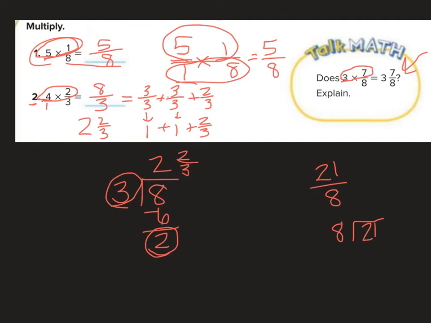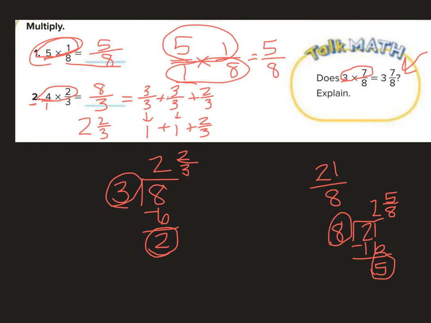21 divided by 8, 2 8s can go in there. I'm going to subtract 16. And then I'm going to get a 5 left over. So really this answer is 2 and 5/8. So does it equal 3 and 7/8? No, it doesn't. And that's a really common misconception. So I'm really glad that they brought this up so we can talk about it.